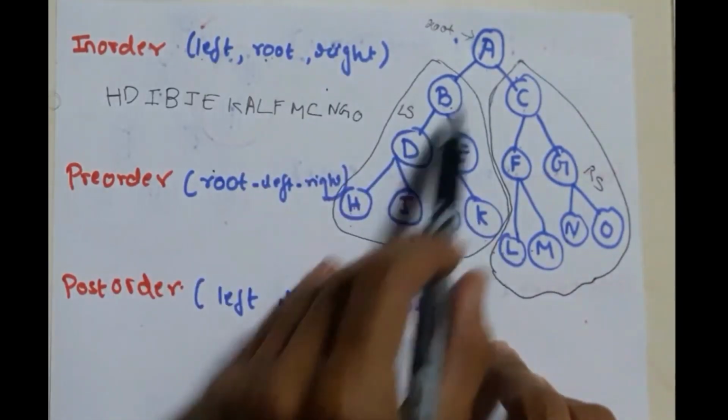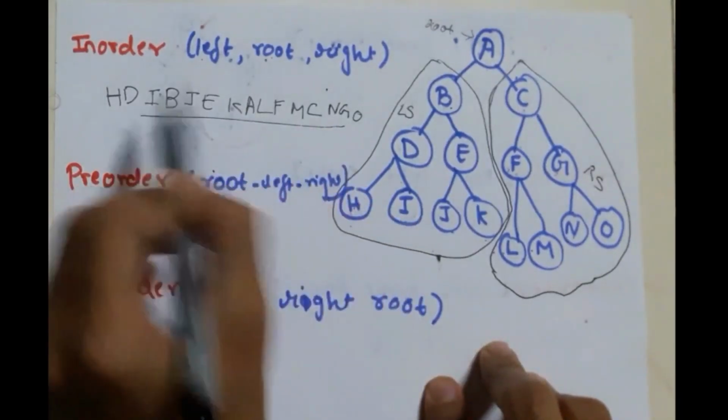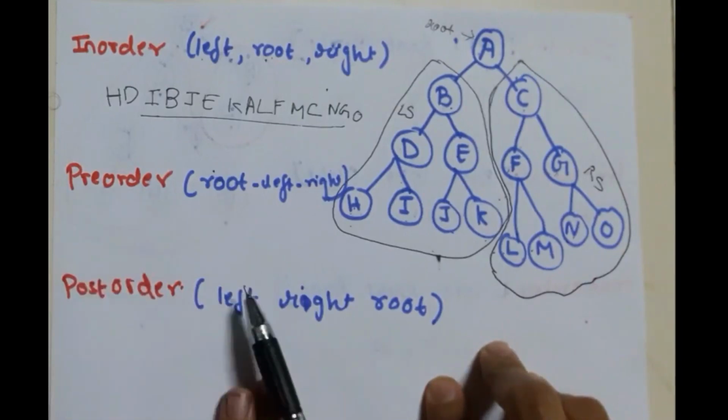So like this we have to traverse. So this is the in-order traversal for this tree. Okay. Now we'll see the pre-order traversal.